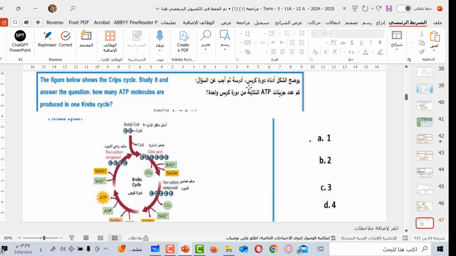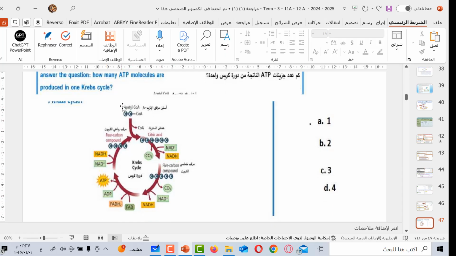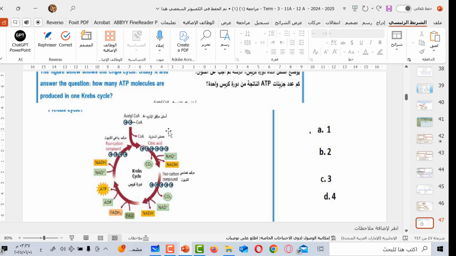He asked about the Krebs cycle. How many ATP molecules are produced in one Krebs cycle? One Krebs cycle, how many ATP? Okay, if you have this Krebs cycle, he asked about one cycle. So the ATP molecules are just in one Krebs cycle.